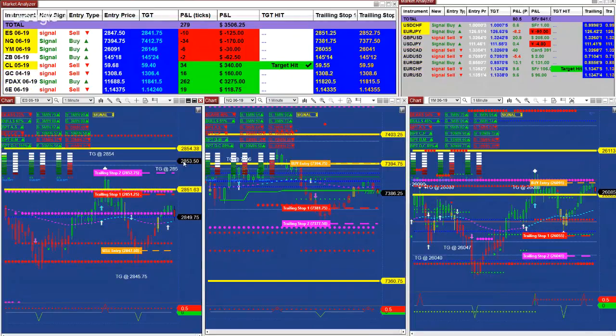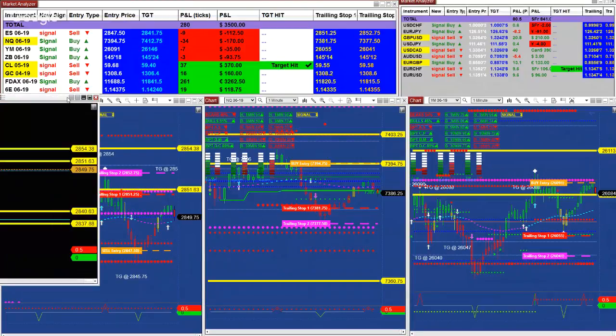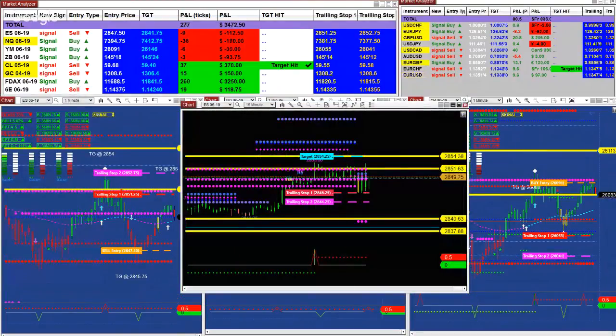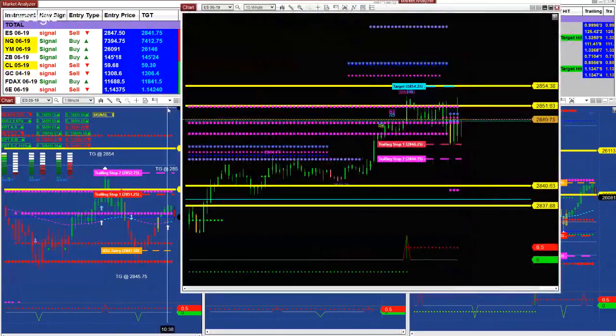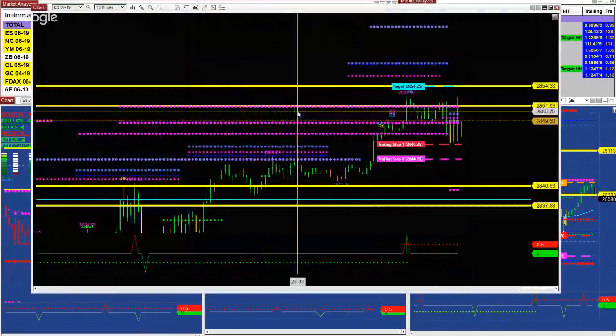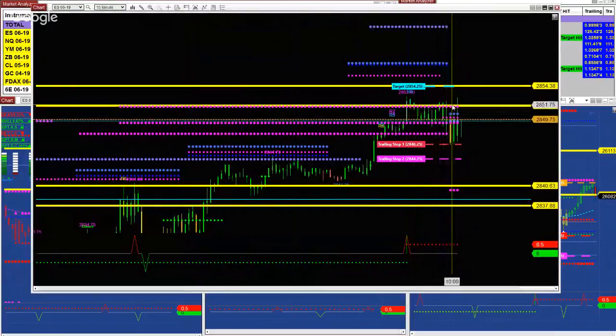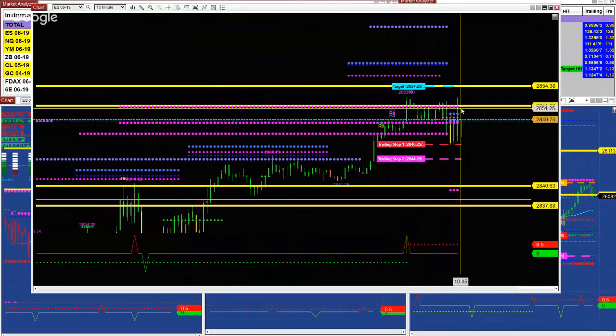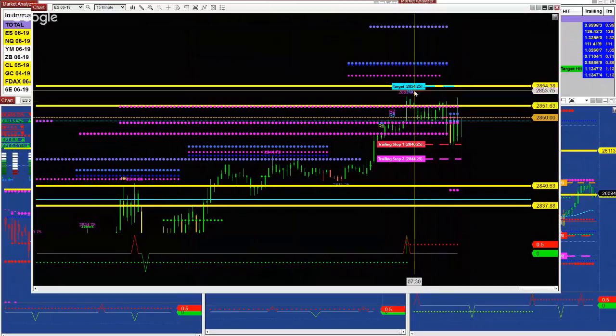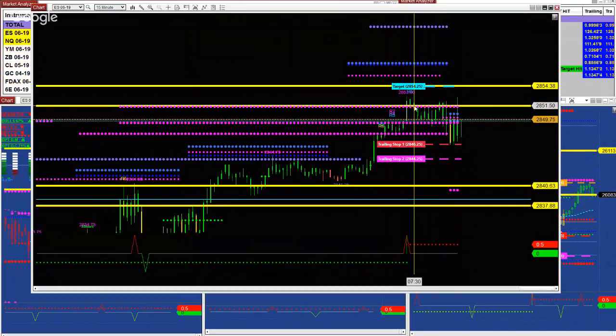Here's the problem. We need to break the ES right there. 1, 2, 3, 4, 5, 6, 7, 8, 9, 10, 11, 12, 13, 14 times the ES has fallen on 51.75, period. Without any discussion, this is a hot area here, okay?